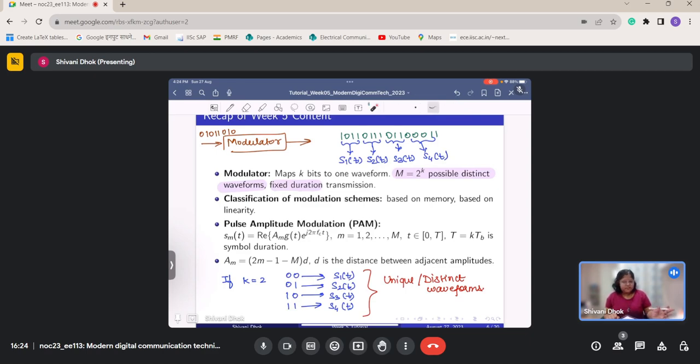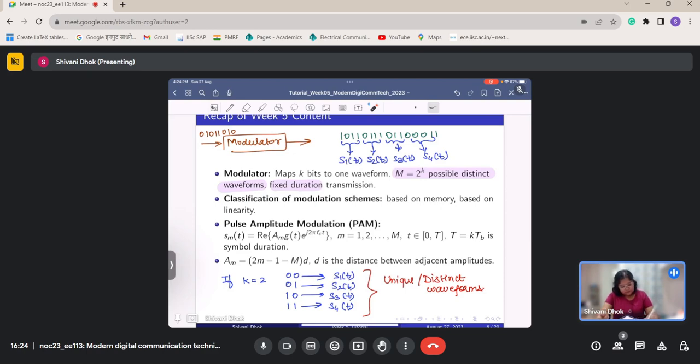Then the classification of modulation schemes was discussed, which was based on memory. Based on memory, we have either memoryless modulation techniques or modulation techniques with memory. When I have a memoryless modulation technique, it has nothing to do with whatever I have transmitted previously or whatever I'm going to transmit in future. However, if it is based on memory, it will look at the past values which I have transmitted. Currently we'll focus on memoryless, and we'll have one or two examples of memory-based modulation schemes.